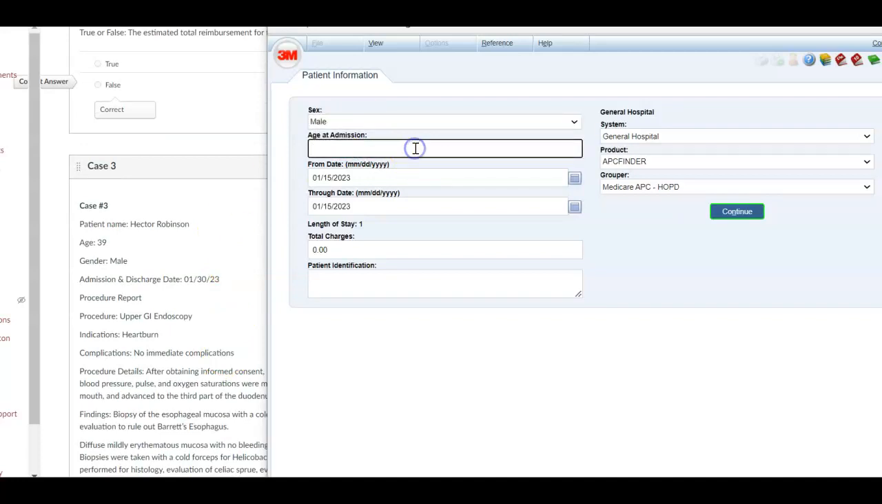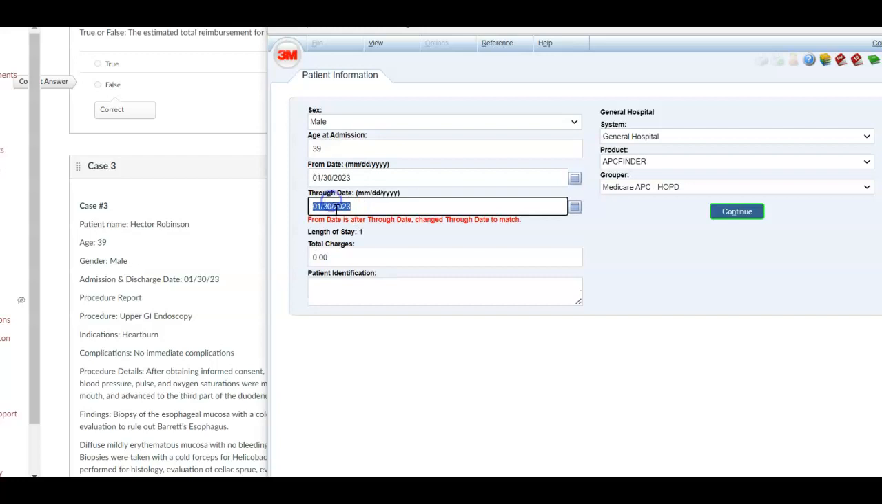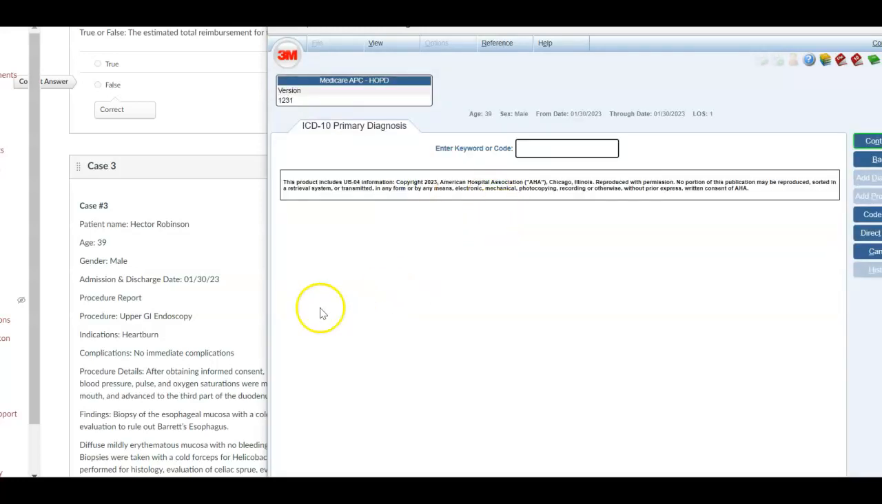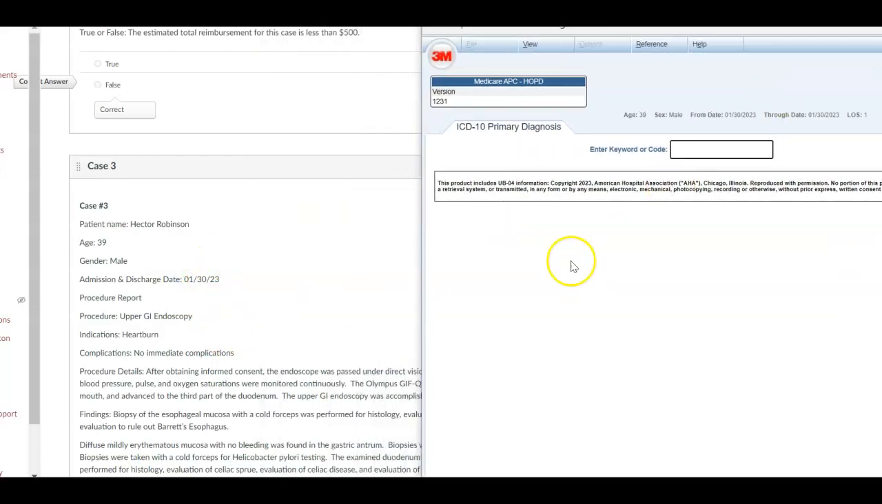And we have a 39-year-old male, and we have 1/30/2023. Everything else stays the same. We're still outpatient. Okay, so I have everything for Hector. Hit continue. Hospital outpatient. What do we all have going on here?